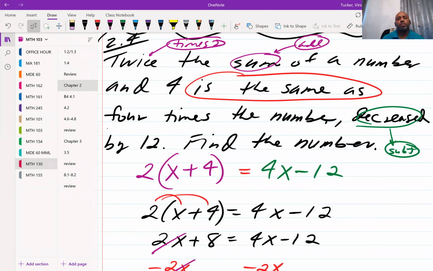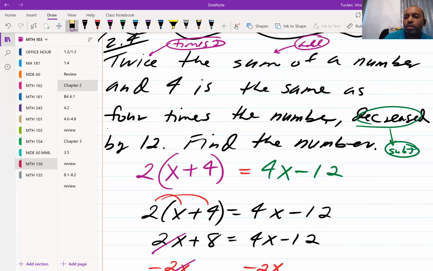So, twice the sum of a number and 4 is the same as 4 times the number decreased by 12. Find the number. So I'm going to erase some of these circles. We'll walk through it. Give you a chance to write that down. So twice the sum of a number and 4 is the same as 4 times the number decreased by 12. Find the number.